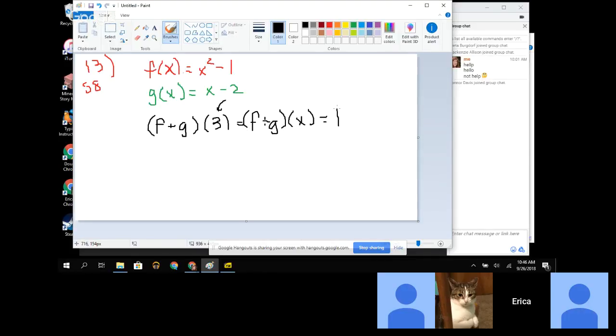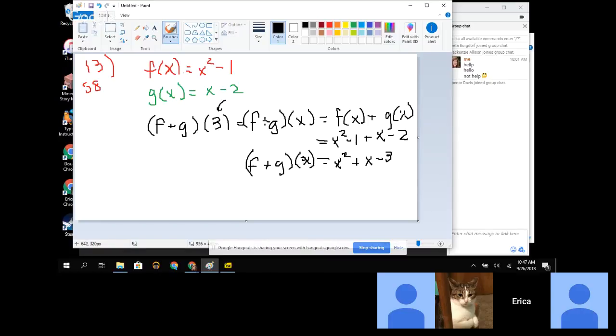So we want to add the two functions together. We're going to add f of x and g of x together. Okay, f of x is x squared minus 1 plus x minus 2, right? So we end up with x squared plus x minus 3. That is f plus g of x.